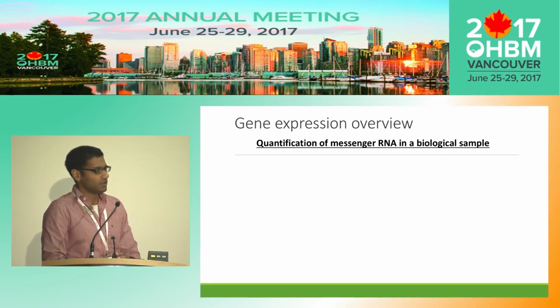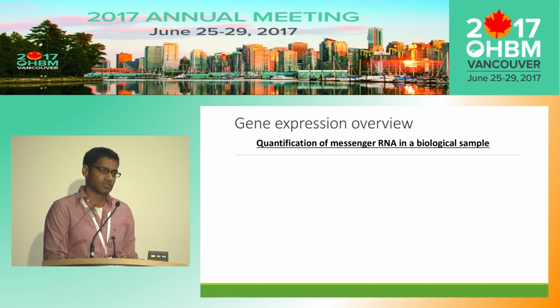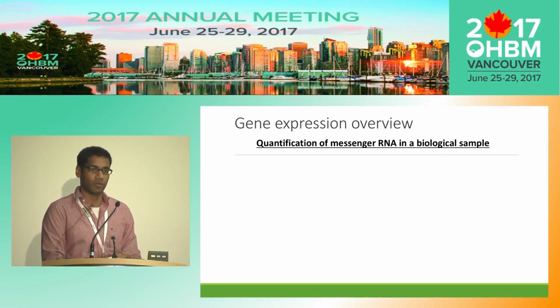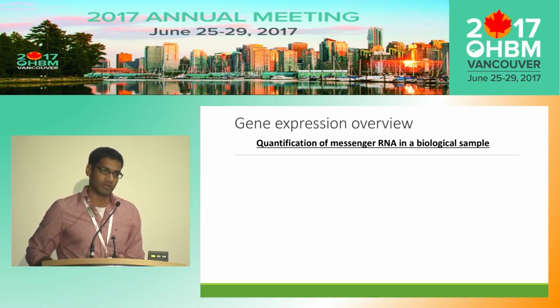Gene expression data is essentially the quantification of messenger RNA in a biological sample. So we're looking at a specific class of molecules, gene products, mRNA, that you can find in a specific sample. This could be a tissue sample. More recently, there's been an explosion of trying to identify and quantify mRNA in single cells. This is a field that's rapidly advancing and generating a large amount of data, and even the analysis techniques for this type of data are still in flux.